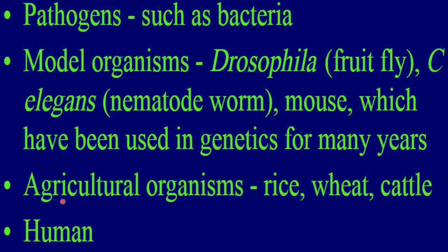Then many agricultural organisms. Agricultural organisms, you can say many crops, that are rice, wheat, cattle. The genomes of all these have also been sequenced, and also human.